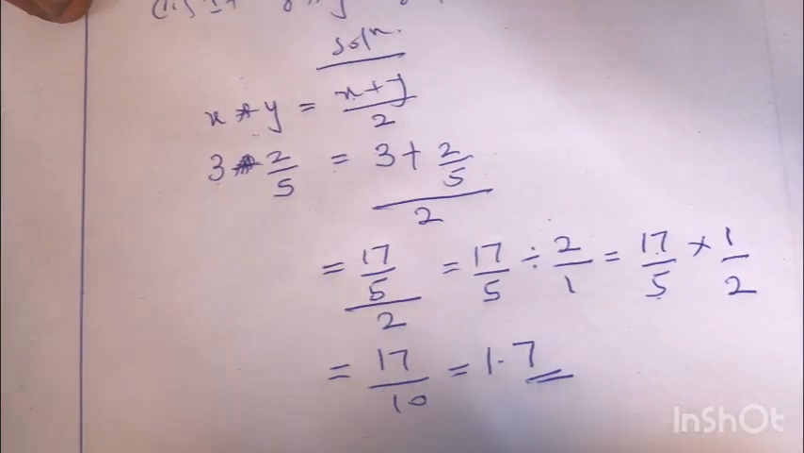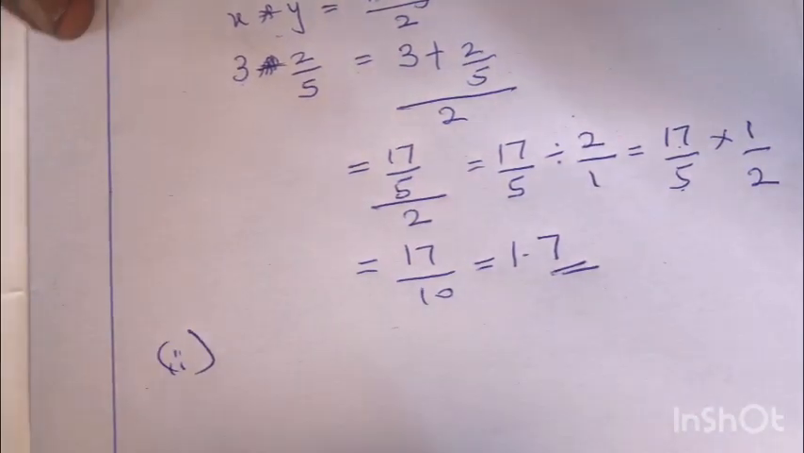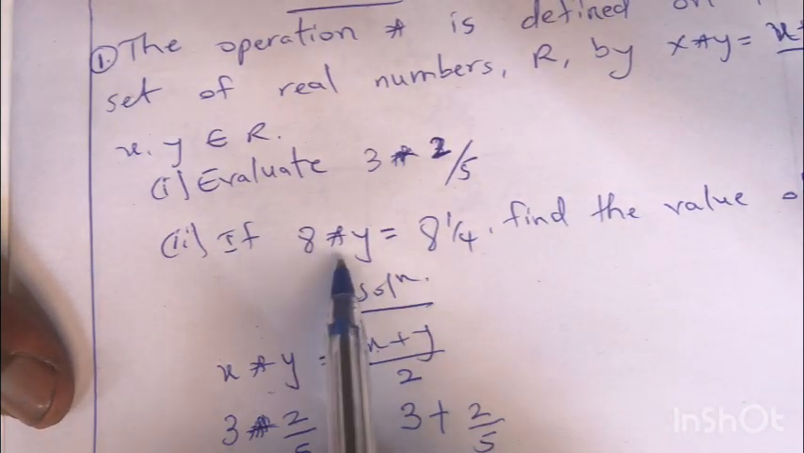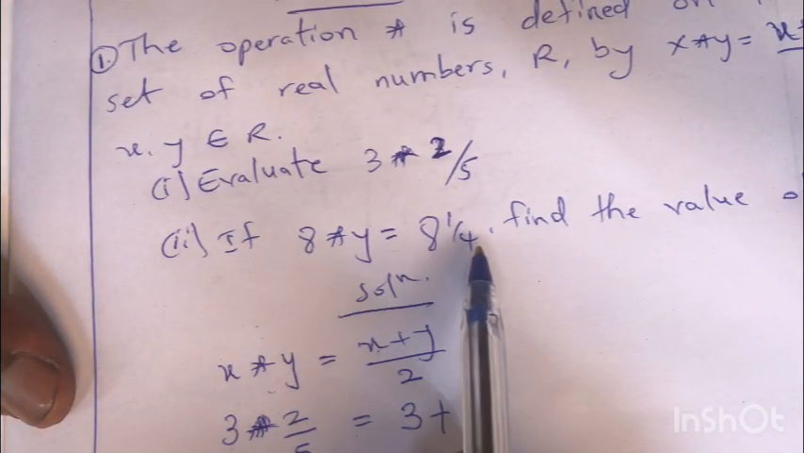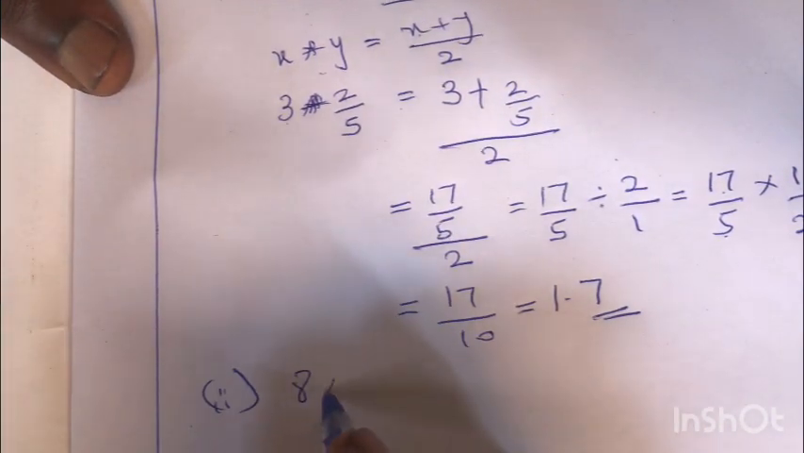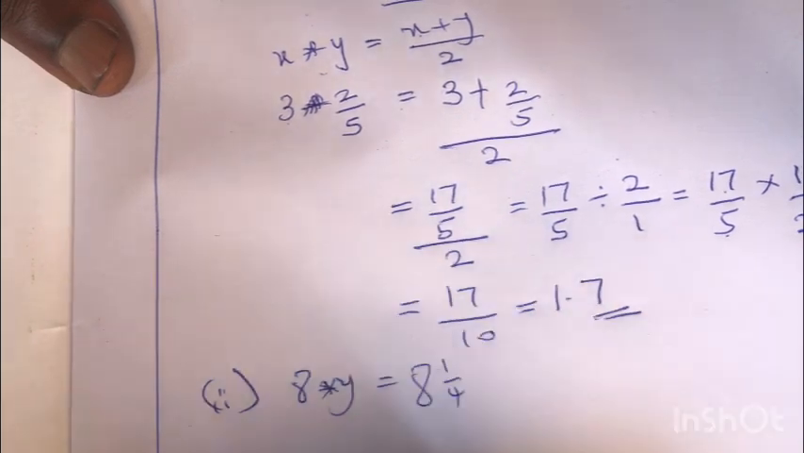Then let's move to the second one. We are asked to find y if 8 star y equals 8 and 1 over 4. So let's write it: 8 star y is equal to 8 and 1 over 4.